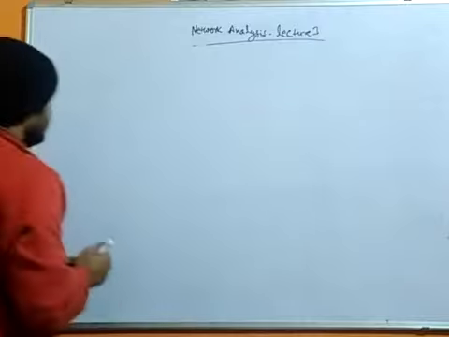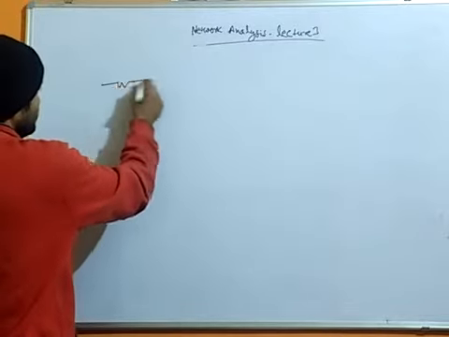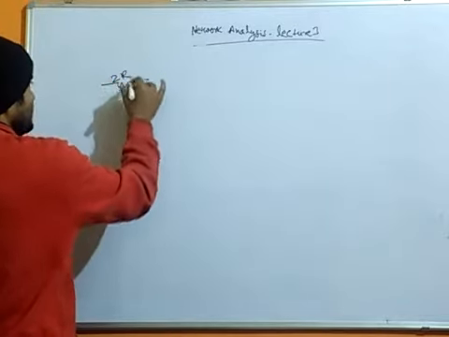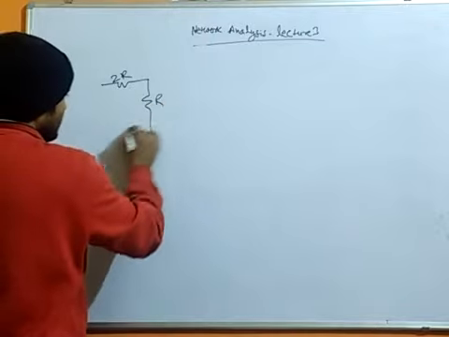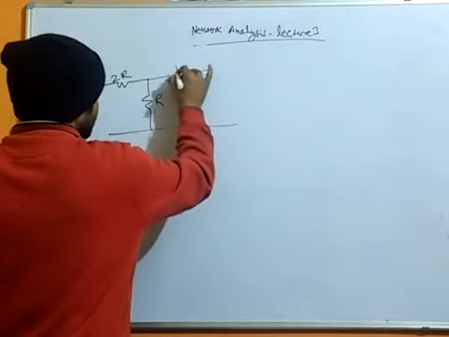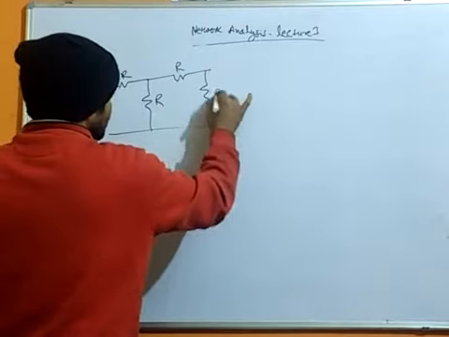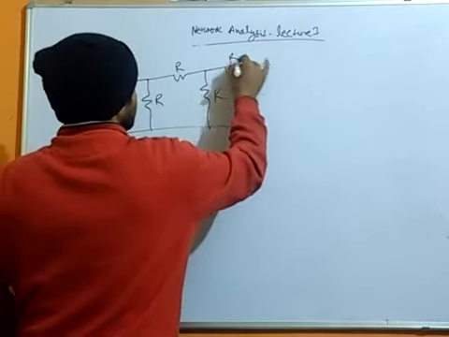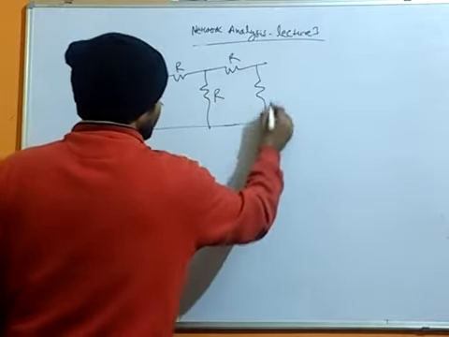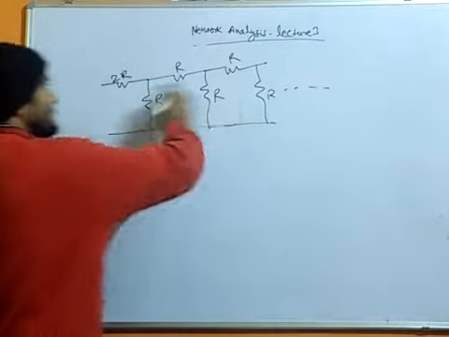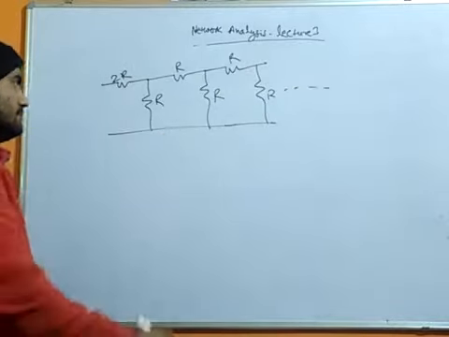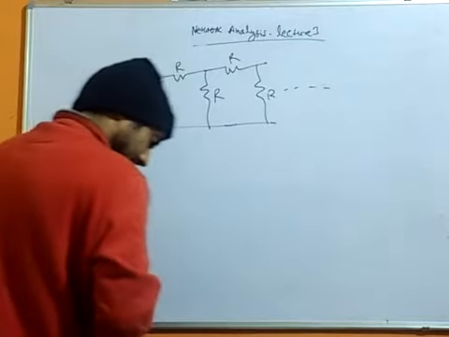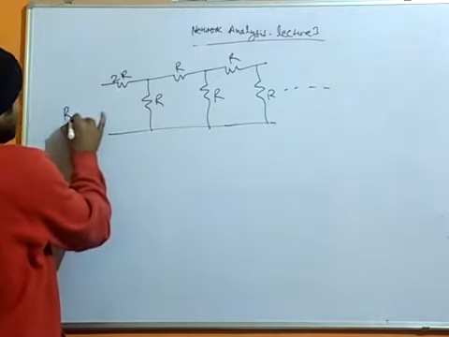Okay, so here we have that diagram, 2R, R, here R again and R, and so on. This type of pattern will be infinite. Okay, and now we have to determine R equivalent.